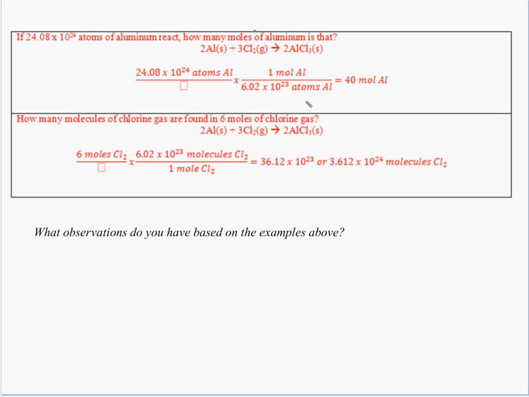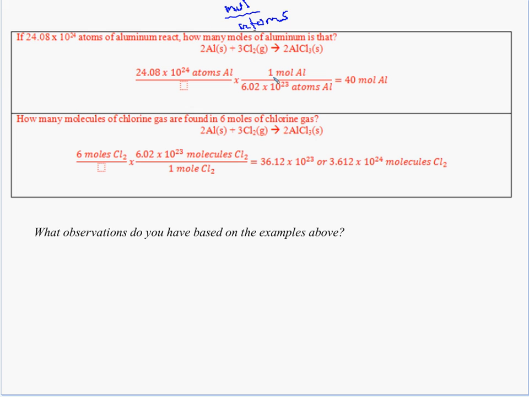Ooh, math! Alright, let's just say 24.08 times 10 to the 24th atoms of aluminum react. How many moles of aluminum is that? And then we've got this reaction, which I don't really understand. So I have the atoms, and I know I need a conversion factor. I know I need moles on top, atoms on bottom, because I'm going to moles, so moles goes on top.